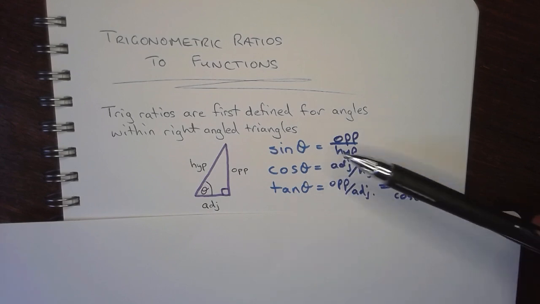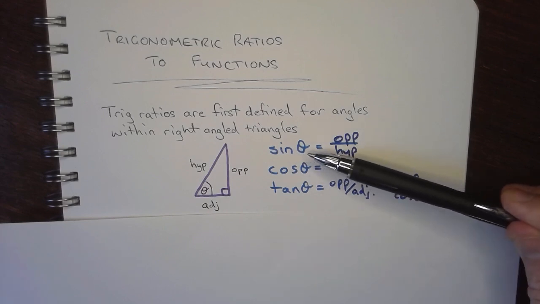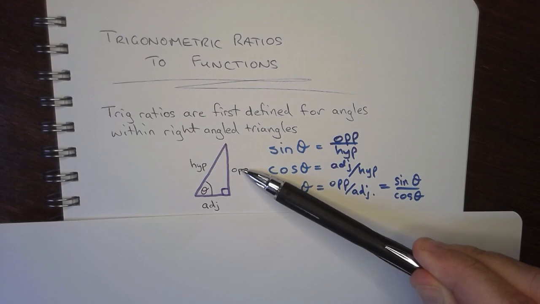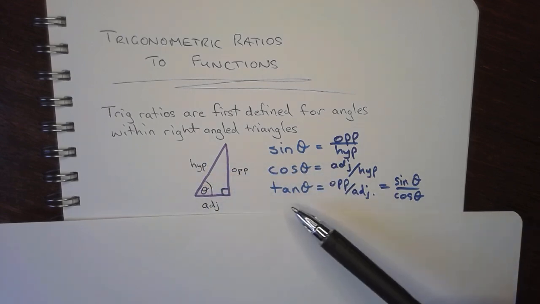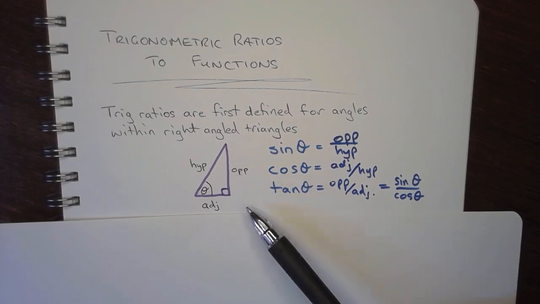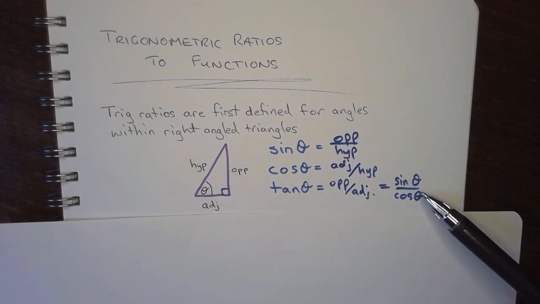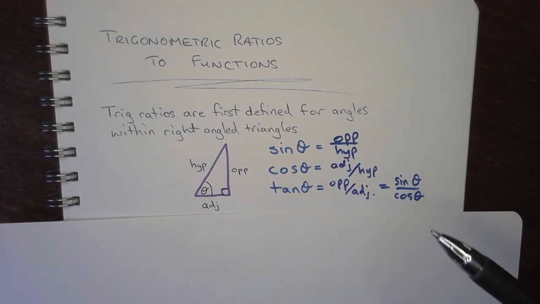And the trigonometric ratios were defined as things like sine theta is the opposite side divided by hypotenuse, cosine is adjacent divided by hypotenuse, and tan theta is the opposite side divided by the adjacent side, which also happens to be sine theta divided by cos theta.